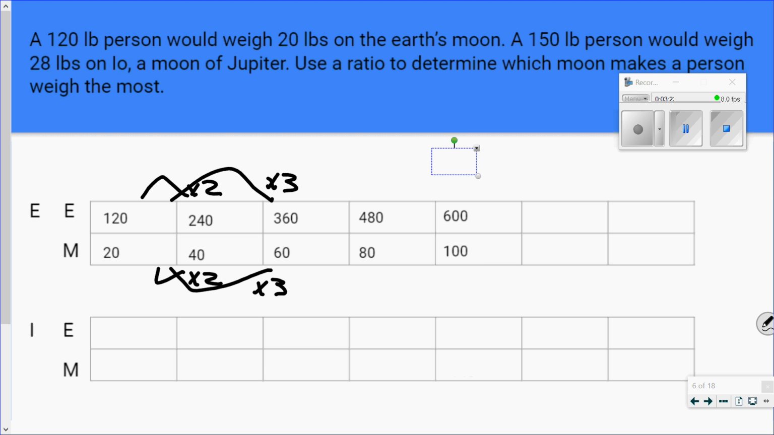Okay, next. What we got, Parker? The Earth would be 720 and the moon would be 120. Okay, last one. Somebody over here. Jake. 840 and 140. There you go. Okay, so we got that first one built.